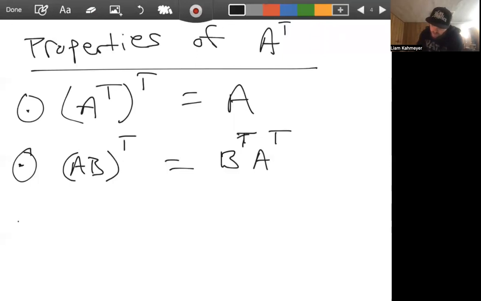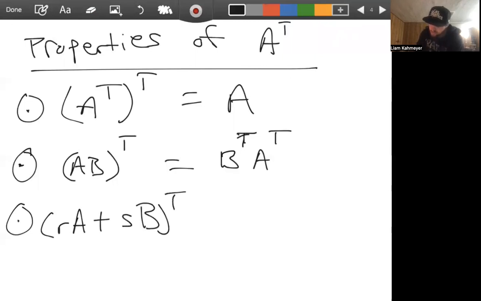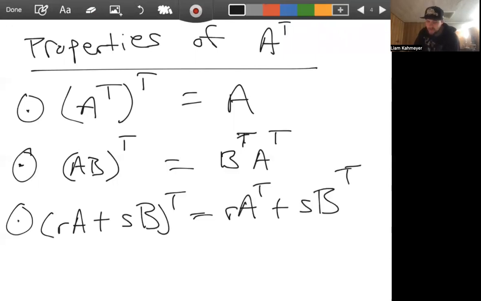We also have a linearity property with the transpose, and that says if we have, say, a scalar R times the matrix A plus a scalar S times the matrix B, and we're taking the transpose of this entire term, then this simplifies to R times A transpose plus S times B transpose. And so these are some important properties. If you have a complicated matrix and you could split it up into a linear combination of simpler matrices, then computing the transpose would be easier this way.